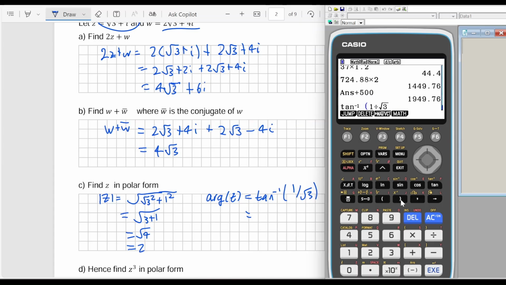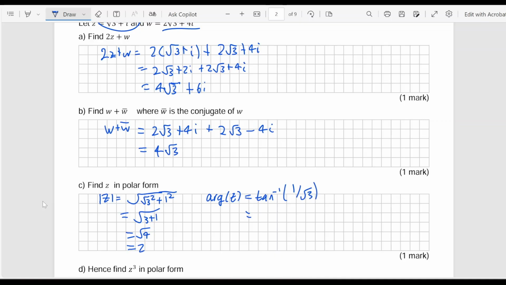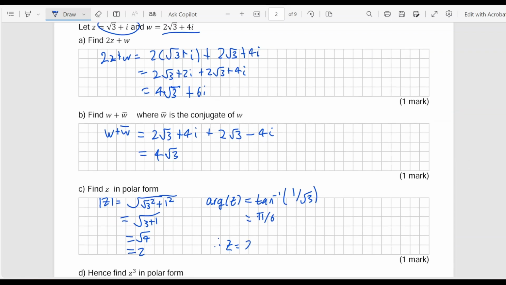Let's make sure we get all of our bracketing correct. Cool. It is pi over 6. Therefore, z is 2 cis of pi over 6.